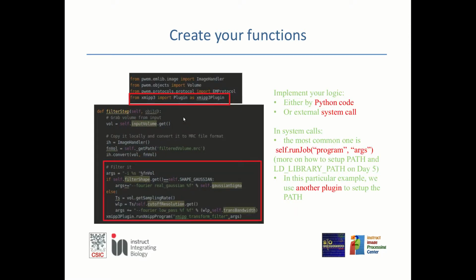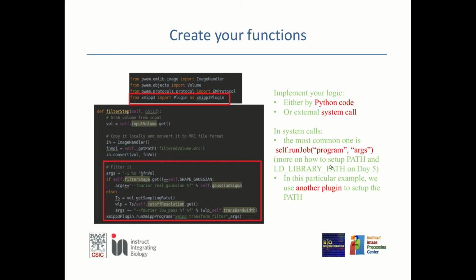So let's filter next. For filtering, you can do the filtering inside the Python function. Either you do the logic of this step at the level of Python code, or you do a system call. And to do a system call, the most typical one is self run job. Self is your protocol, and the reason why you need self run job is to keep all this logging of when the program started and what the outputs are, and with self run job you can also control the number of threads, number of MPIs, and so on.